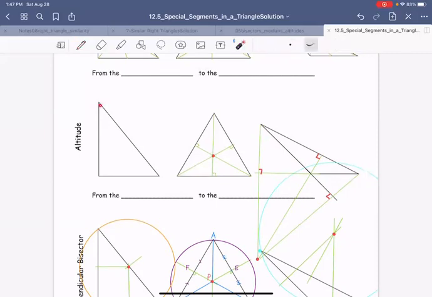Last one. Let's draw the orthocenter for the right triangle. Okay. Look at this. You want to draw perpendicular to this direction.